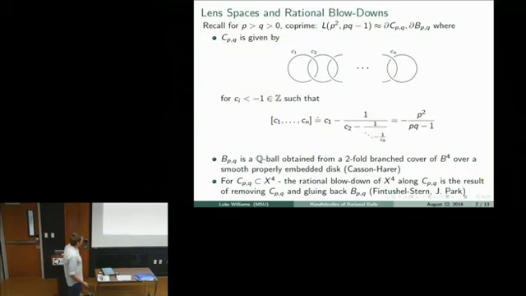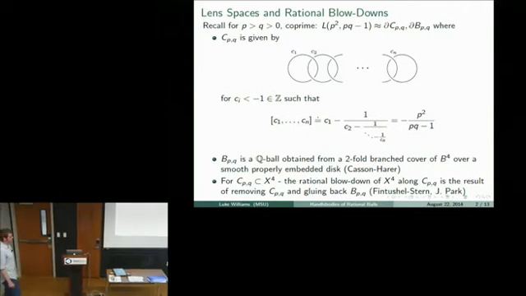Ron Fintushel and Ron Stern originally studied this for C_{p,1} and B_{p,1}, and then Jongil Park went and studied it for C_{p,q} and B_{p,q} in general. What they were really interested in is the effect that this has on the Seiberg-Witten invariants, and so it has a predictable effect there. So it's an interesting construction for developing exotic structures on four-manifolds.